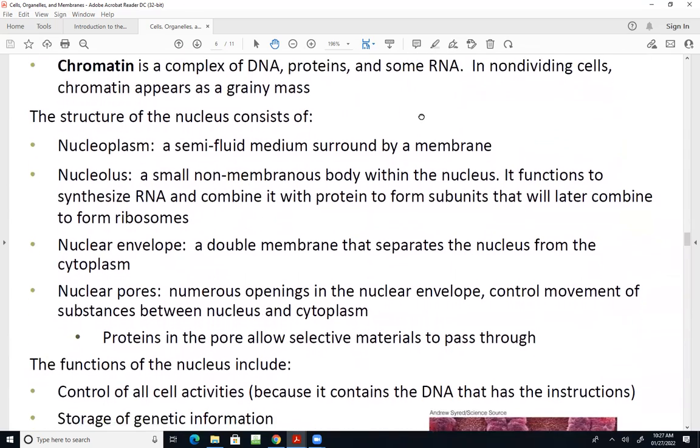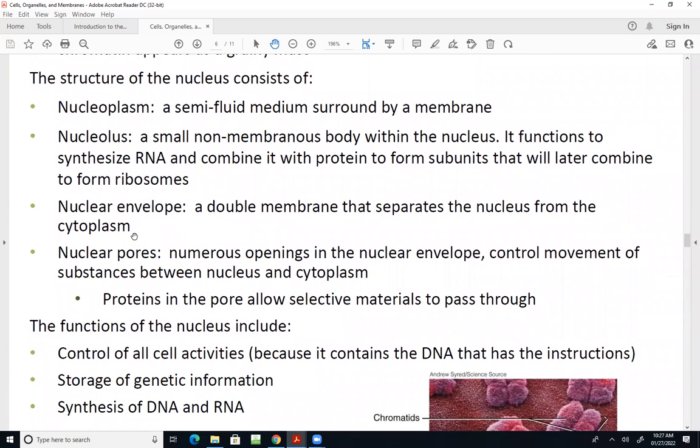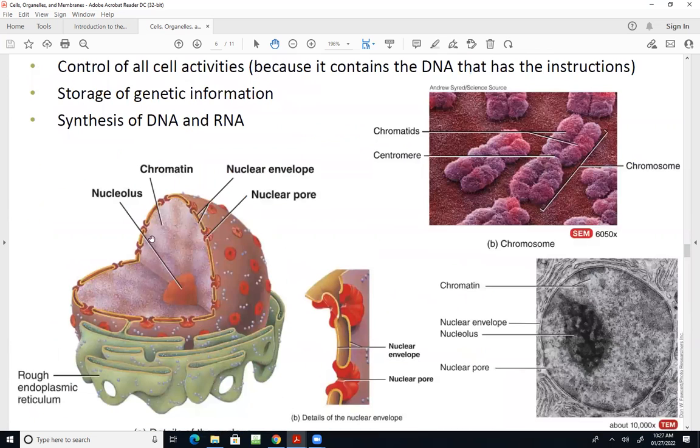Now, the structure of the nucleus includes a nucleoplasm, a nucleolus, a nuclear envelope, and nuclear pores. The nucleoplasm is essentially the same thing as the cytoplasm that we just talked about. It's the semi-fluid on the inside. So it's not labeled, but this is just the fluid here where that chromatin is. That would be the nucleoplasm.